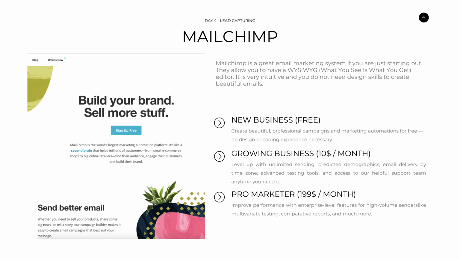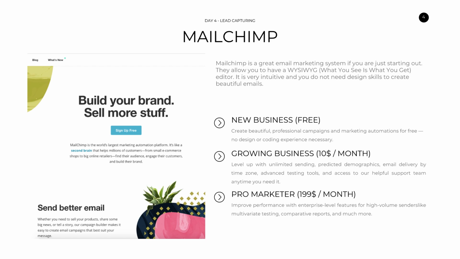So if you are just starting out, the new business option from MailChimp is for you. You can create beautiful professional campaigns and marketing automations for free. No design or coding experience necessary. But if you want to up-level it just a little bit, then you can pay $10 a month and you have the possibility of unlimited sending, predicted demographics, and email delivery by time zone.